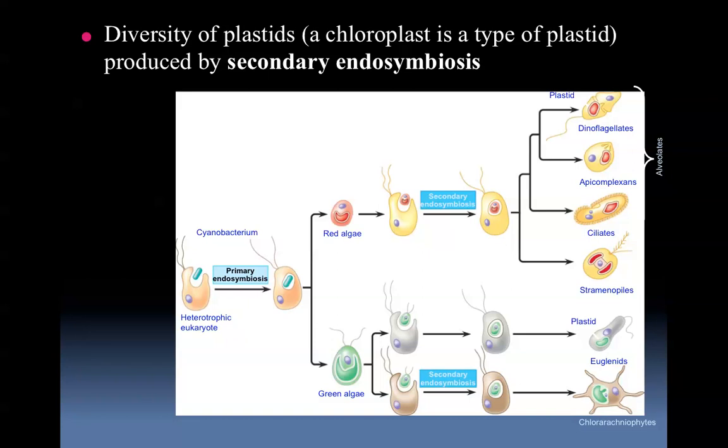So basically, as a final summary here, what you've got is not just one symbiotic event, but two symbiotic events, and this is what has led to different groups of protists being found.